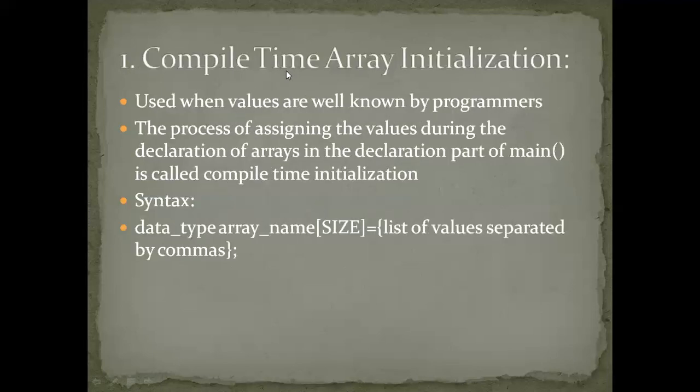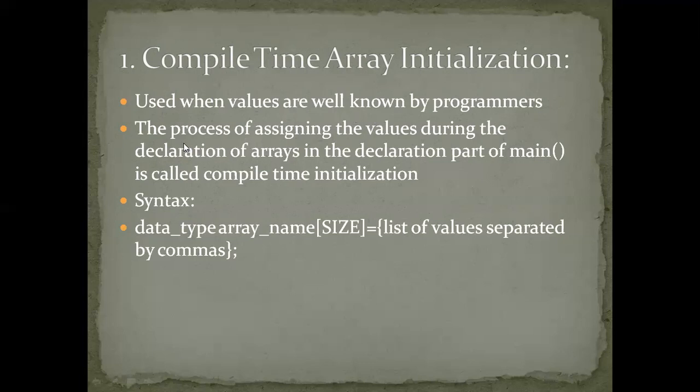Compile time array initialization. Here, the programmer already knows the values. It means that compile time array initialization can be used when values are well known by the programmer. Suppose I know that in the classroom I have only 100 students, and I would like to store only 100 students' data. If that is the case, then the programmer can go with compile time array initialization.